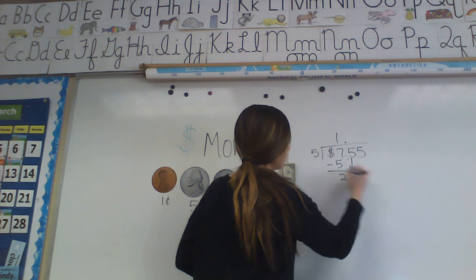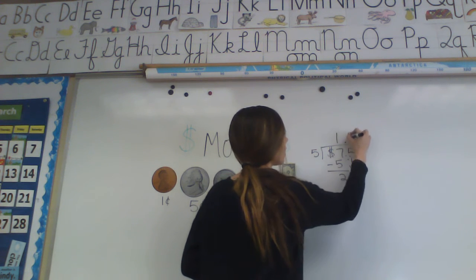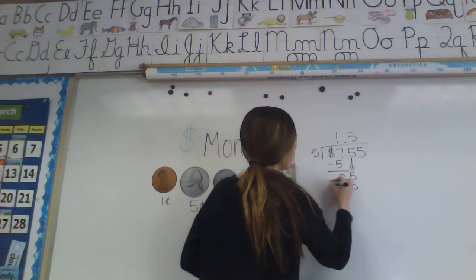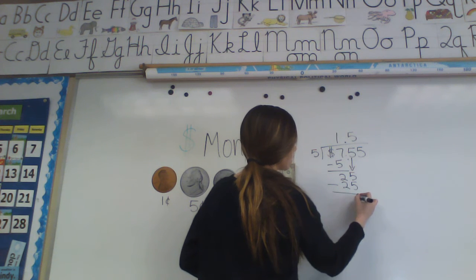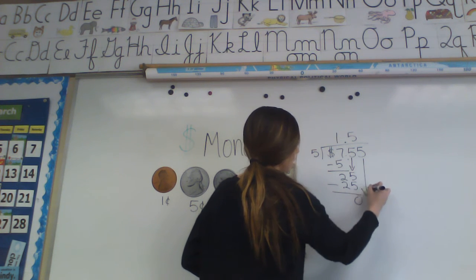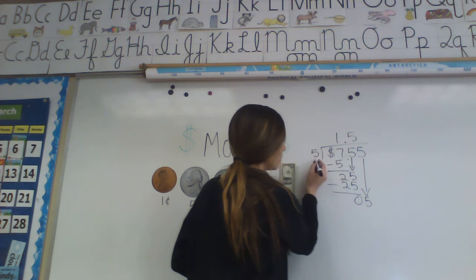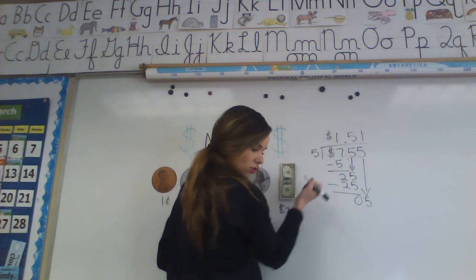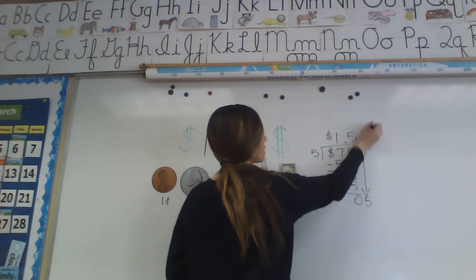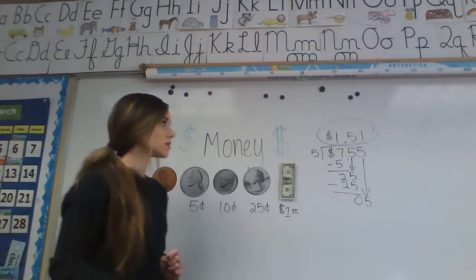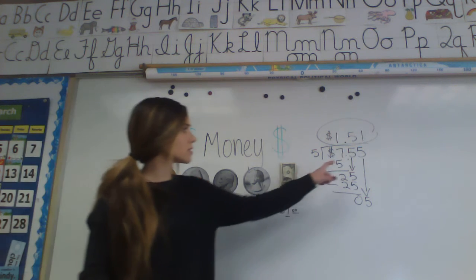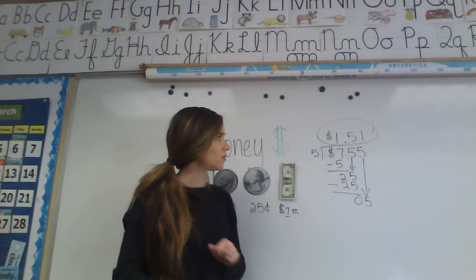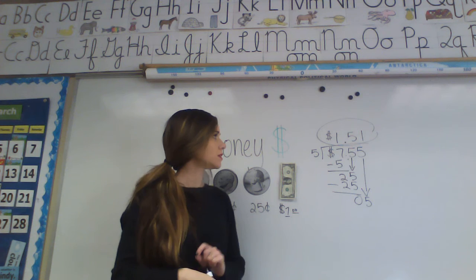Carry the 5 down. 5 goes into 25 5 times. 25 minus 25 is 0. Carry the 5. So we have another 5. 5 goes into 5 1 time. So each sticker is going to cost $1.51. Making sure you carry your decimal point every time you divide will make sure that you get the correct answer.